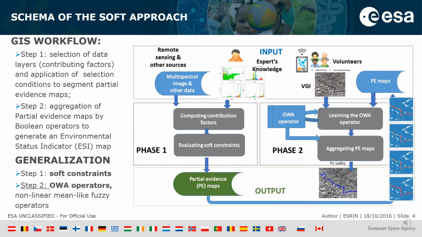The generalization consists in replacing these selection conditions with a soft selection condition named soft constraints, admitting degrees of satisfaction, so that these partial evidence maps have spatial units that can assume values in [0, 1] in a real domain, expressing the different degree of possibility that the area may be interested by a given status. And the Boolean operators are replaced by the ordered weighted averaging operators, which are a family of nonlinear mean-like fuzzy operators, whose behavior can be tuned flexibly between that of the fuzzy AND and the fuzzy OR, the minimum and the maximum.